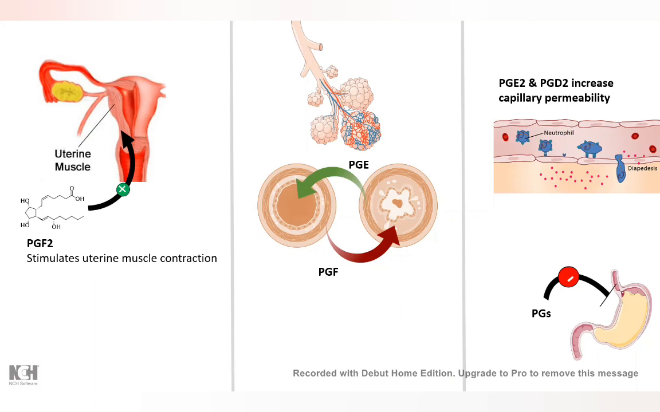PGE2 and PGD2 increase the capillary permeability, enabling neutrophils and other immune cells to be extravasated from the blood capillary to the nearby tissue, and it also has implications in terms of inflammation. So PGE2 and PGD2 are involved in inflammatory responses. Now, overall, all the prostaglandins prevent or decrease the gastric secretion and increase intestinal motility. So these are overall functions of prostaglandins.